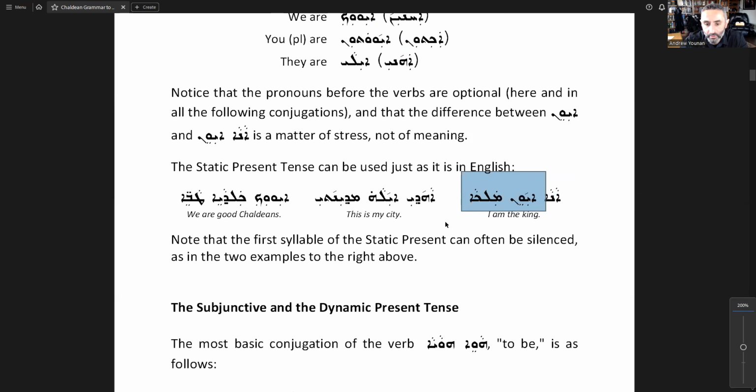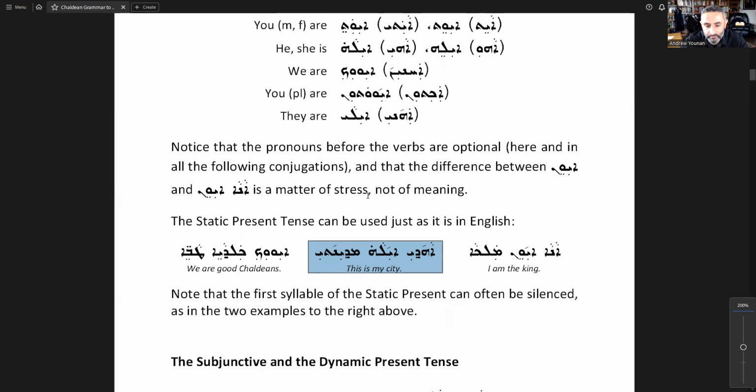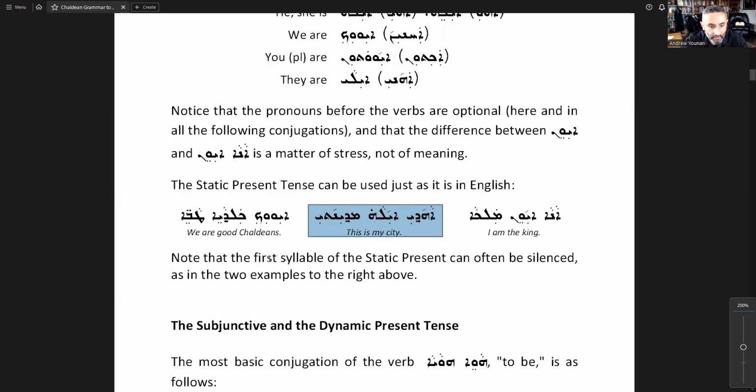I am the king. Adi ila mvita. Remember, adi is this. Adi ila, this is. So now we're using those demonstrative pronouns with these verbs. This is mviti. Remember this ending? My city. Adi ila mviti. This is my city. And you have to say ila, adi ila, because city is feminine, and that's how you say she is. Adi ila mviti.